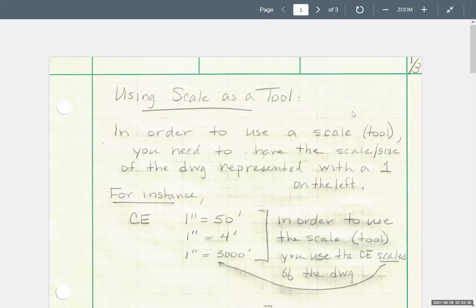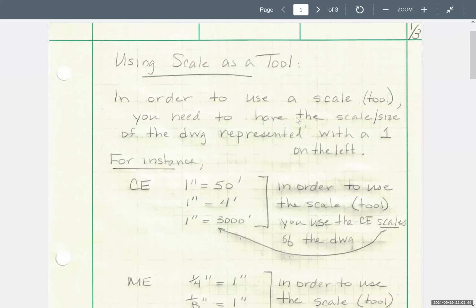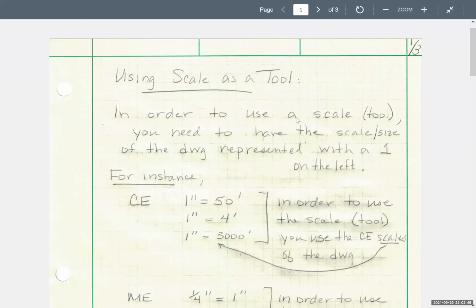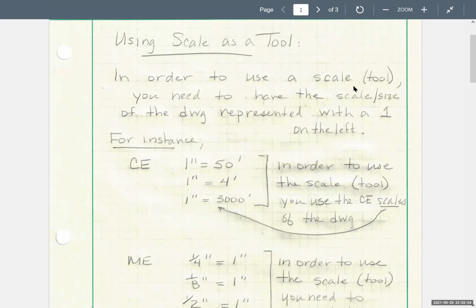Okay, so now everybody could see the page that says using scale as a tool? I mean, 500 yards from the class, not from where I am. You guys can see this? I could see Steve, Luis, George, Jorge, and Josh. Can you guys put your thumb up? Okay, thank you.